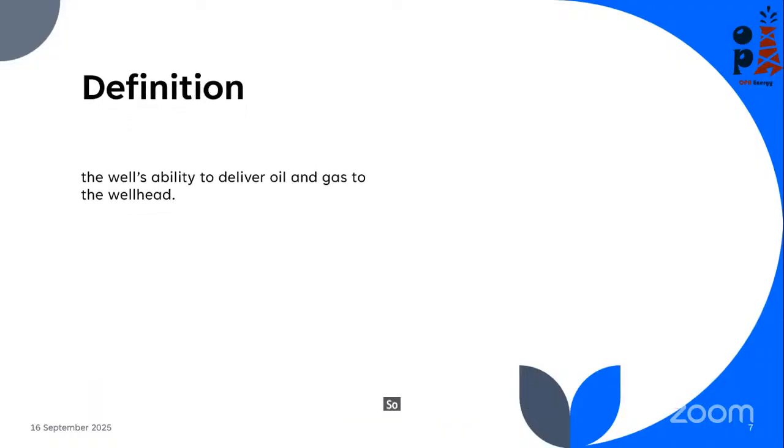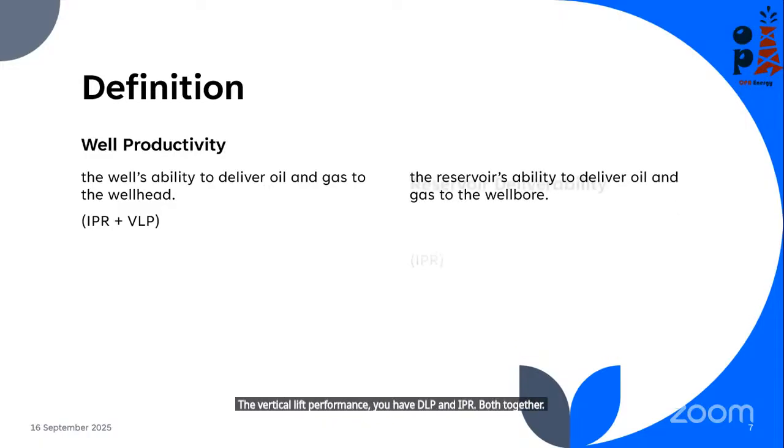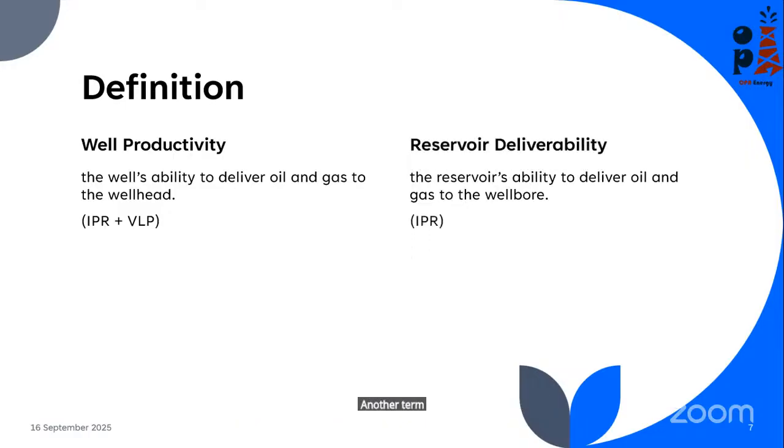So after this foundation, let's talk about definitions. We have well productivity, that's the well's ability to deliver oil or gas or both to the wellhead. So well productivity depends on the reservoir and the completion you have, the system, the vertical lift performance you have, VLP and IPR, both together. Another term is reservoir deliverability, which is IPR. It depends only on the reservoir performance.